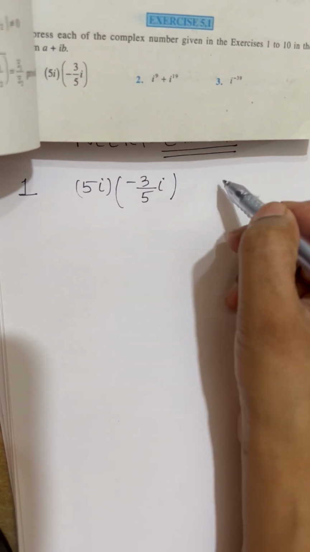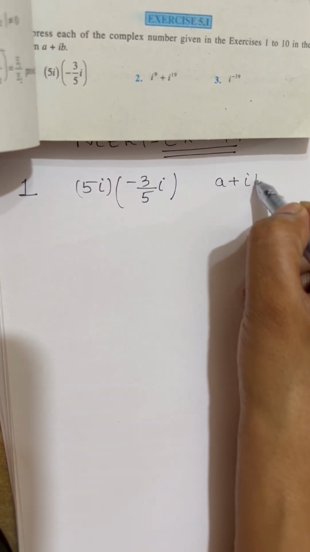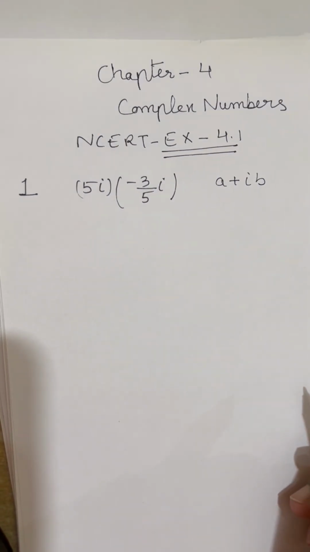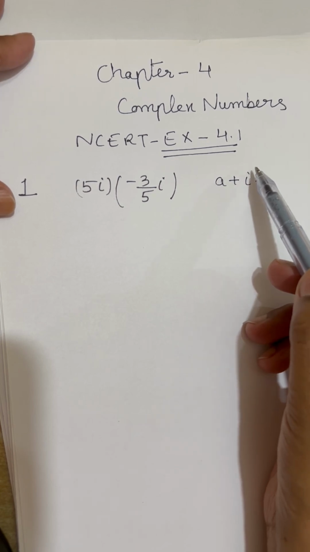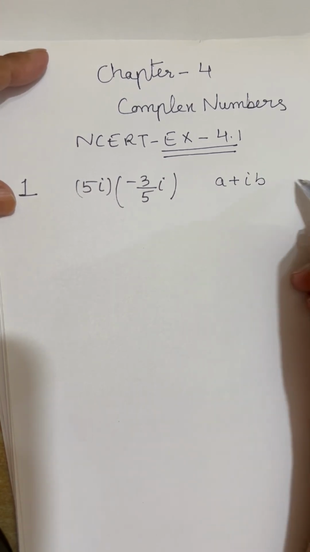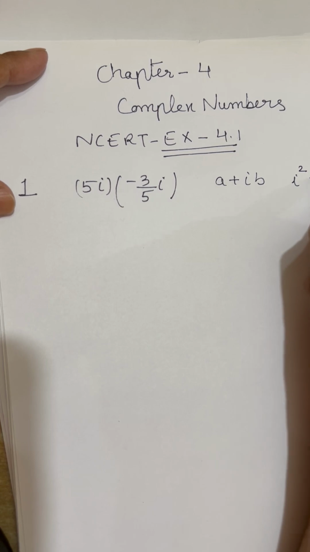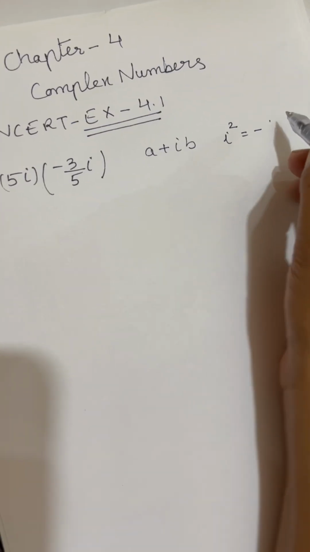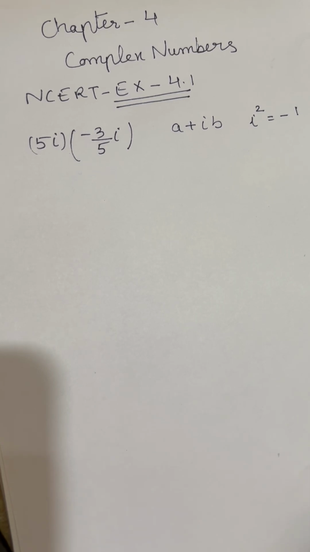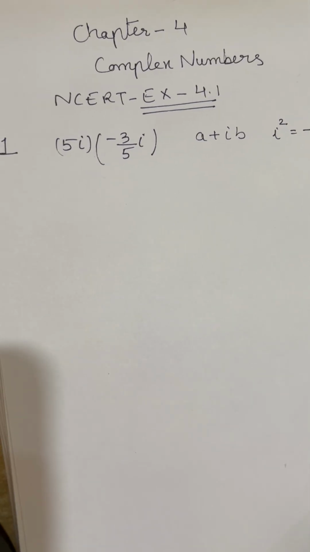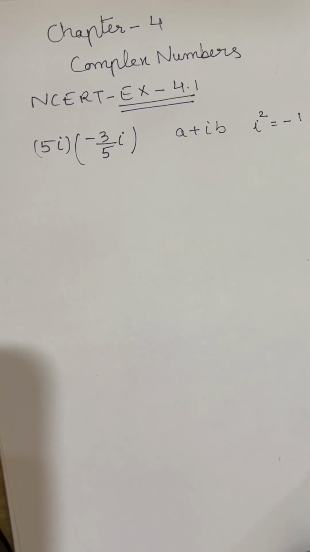We have to express it in the form a plus iota b. It means iota की कोई power नहीं होनी चाहिए. If there is any power of iota, we have to solve it using the formulas, iota square is equal to minus 1. Yesterday we had discussed it, that iota square is equal to minus 1. So using this formula, we will do the following questions.